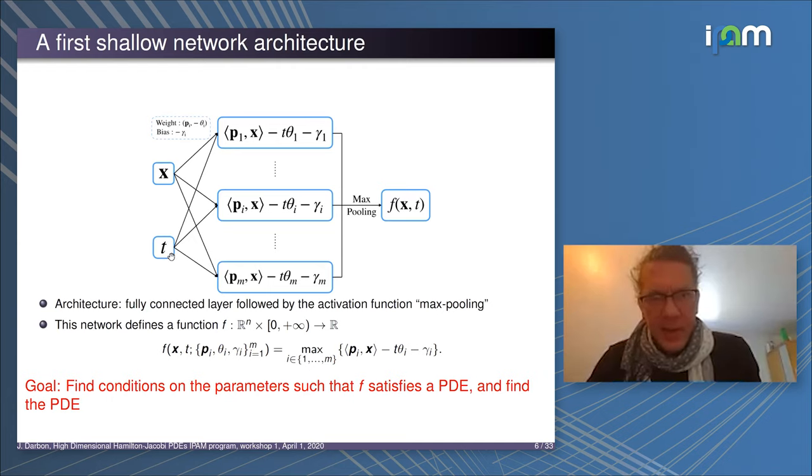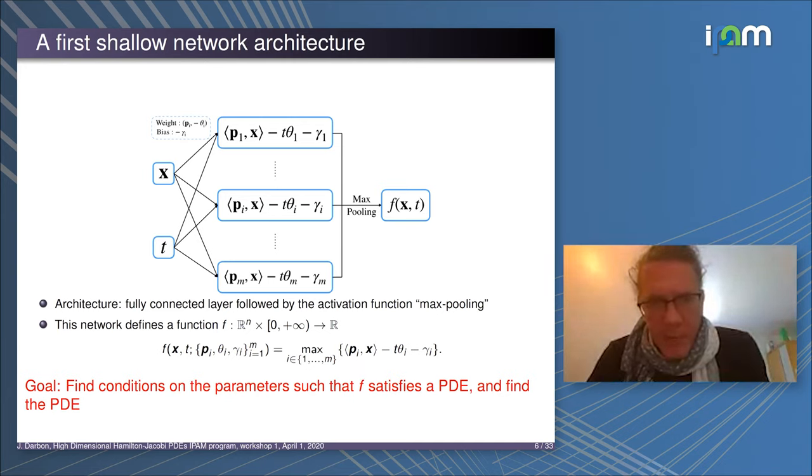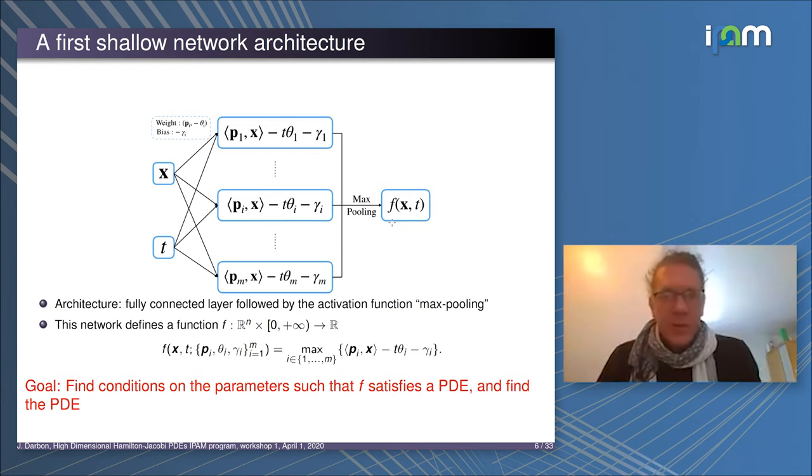In practice, once you have this architecture, you define a function f from R^n, where x lives in R^n and t is a non-negative number, and it is defined as follows. It's the maximum of the scalar product between x and t with your parameters pi_i and theta_i, minus a bias that we call gamma_i. Now, the main question is as follows. Can we find conditions on the parameters, so pi_i, theta_i and gamma_i, such that f actually satisfies a PDE, and we also want to know which kind of PDE.